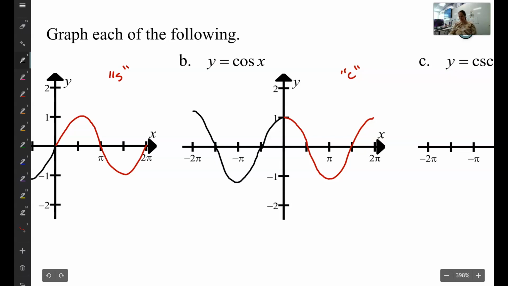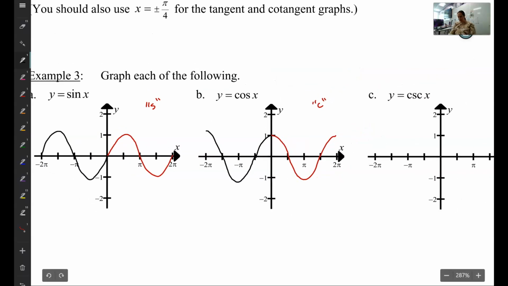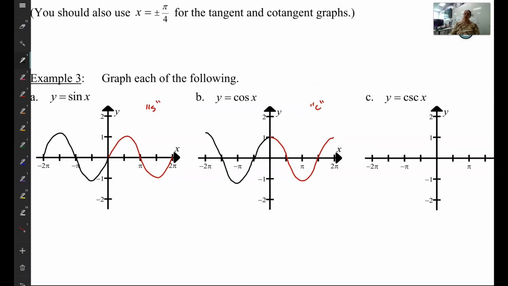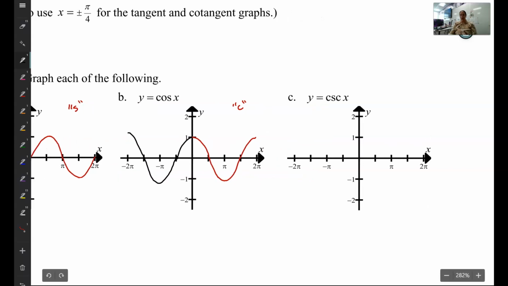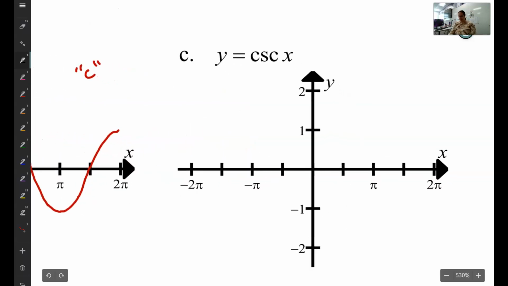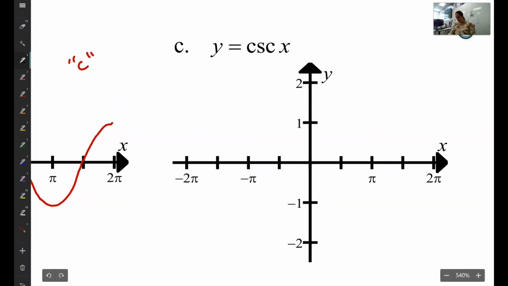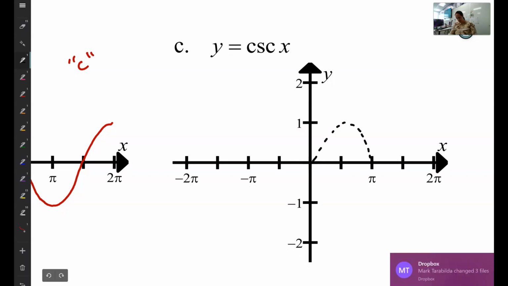There we go. Now, cosecant and secant are related to sine and cosine. So to graph these ones, you'll actually look at the graph of their counterpart. So with cosecant, I'm going to copy the graph of sine as a dotted line.